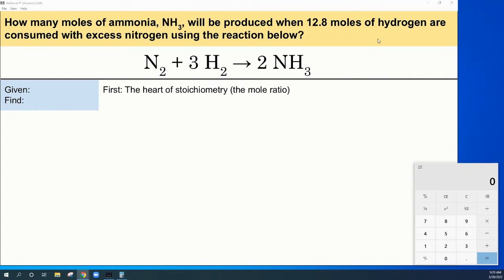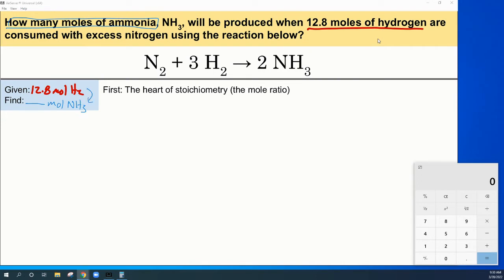So when we look at this, we're going to take our given value, 12.8 moles of hydrogen, and we're going to write that here. And we're going to decide, what do I want to find? It says how many moles of ammonia. So I'm going to find moles of ammonia when I'm done. Mathematically, what I'm doing is converting, quote unquote, hydrogen into ammonia.